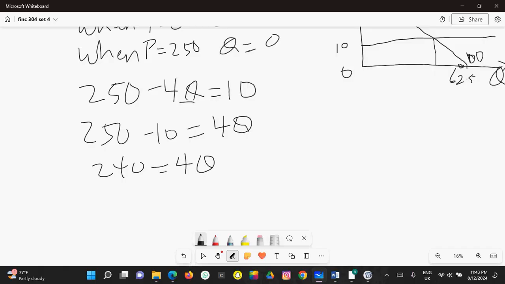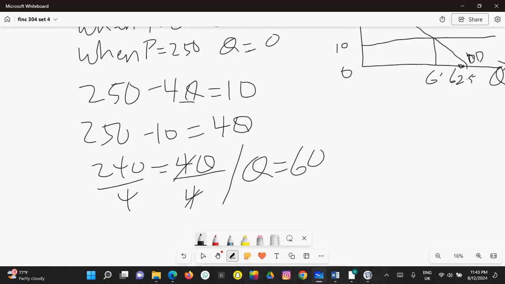You see, in marketing it was 4Ps, in economics it is 4Q. All right, so divide by 4 on both sides. We are going to get Q is equal to 60. So here is 60.